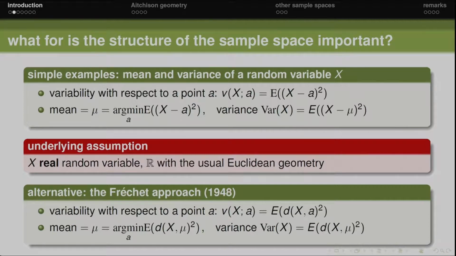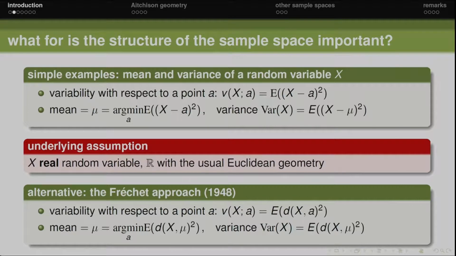Okay, but here we have some underlying assumptions. It is not an abstract concept that holds like that. We are assuming that X is a real random variable, that the sample space is R, and that it has the usual Euclidean geometry we learn in school. This is something we take so for granted that nobody thinks about it.